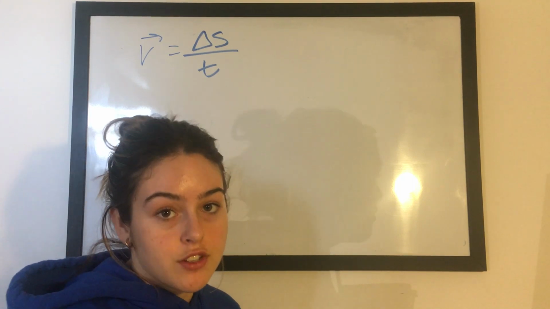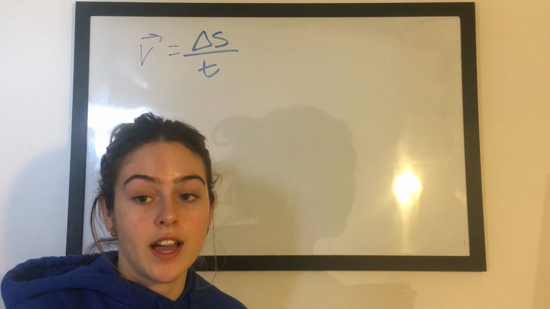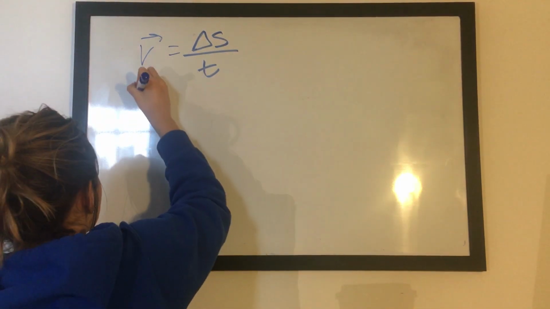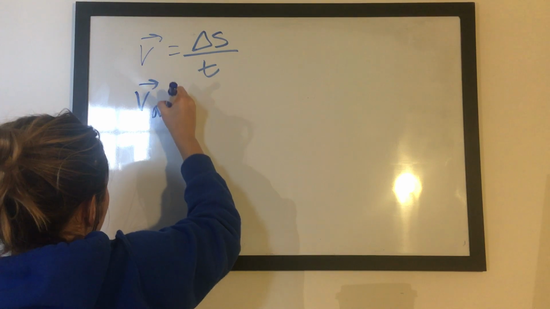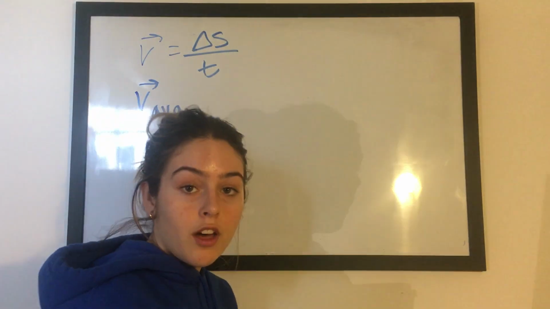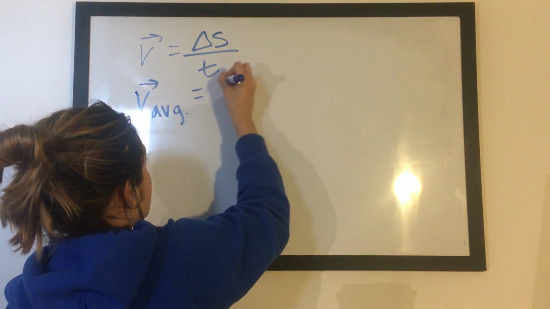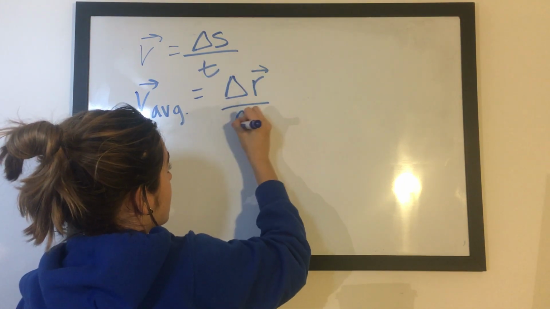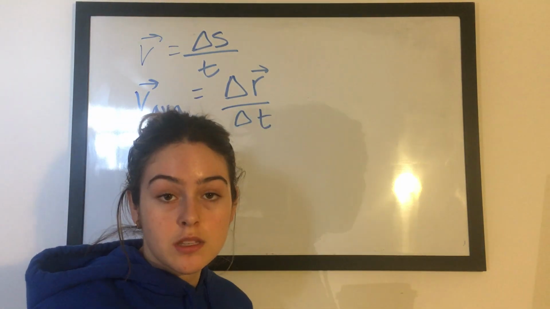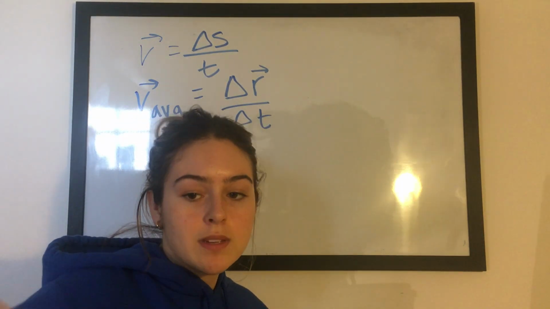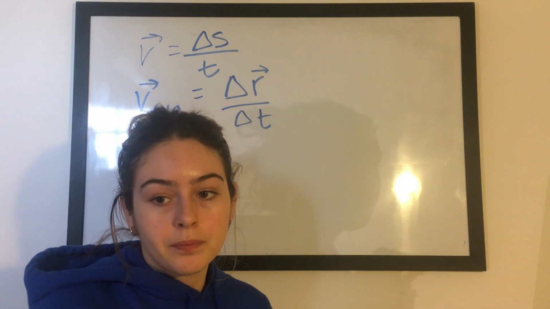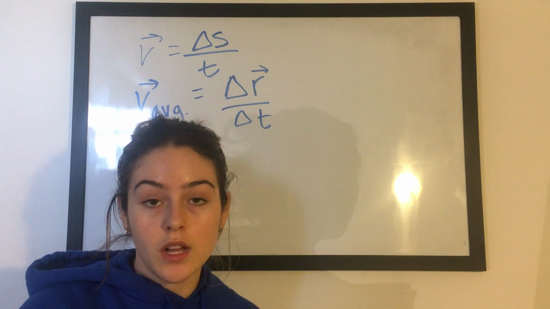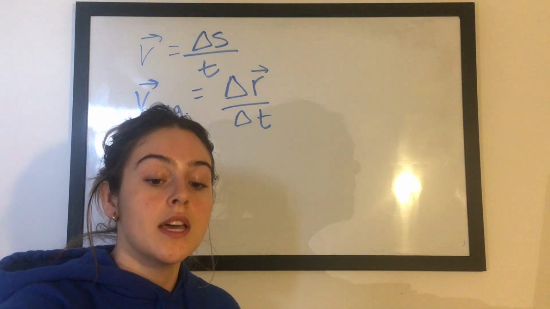Next, I'm going to talk about average velocity, which on the other hand is defined as the displacement divided by time, and is given by the symbol v. The formula for average velocity is change in r divided by change in t. So change in r is just displacement, and displacement just describes the change in the position from some initial time t1 to some final time tf.